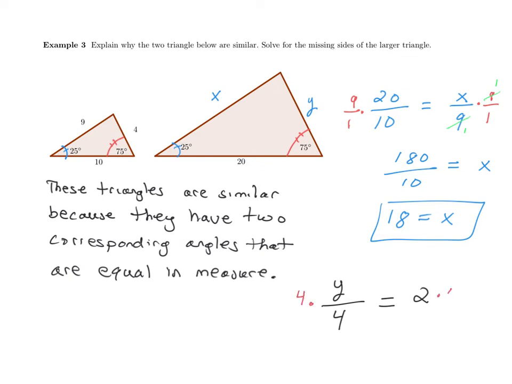We're really doing the same thing in every single case. On the left side, it's really a fraction. You can cancel the 4's. It's just 1's that are left over. We have y is equal to 2 times 4, and that is equal to 8.